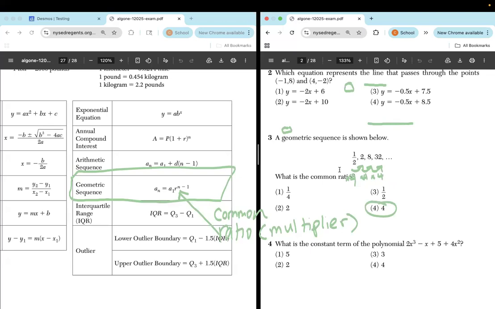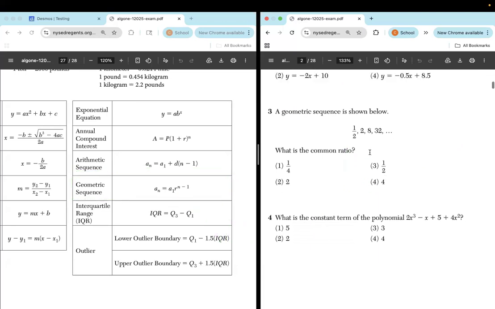Another way to figure this out is to take any term. A term is just a number in the sequence. So any term, let's say 32. If I want to find out 8 times what gets me 32, I'm working backwards, so I can divide. I can do 32 divided by 8, and that would give me 4, which is the common ratio. So to find the common ratio, you can take any term and divide by the previous one.